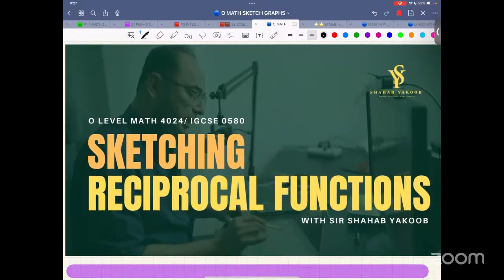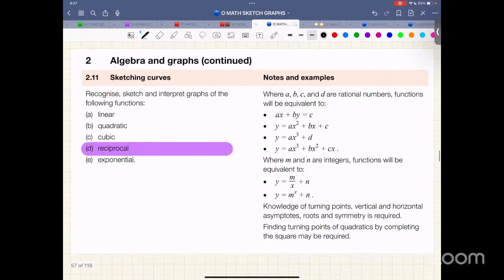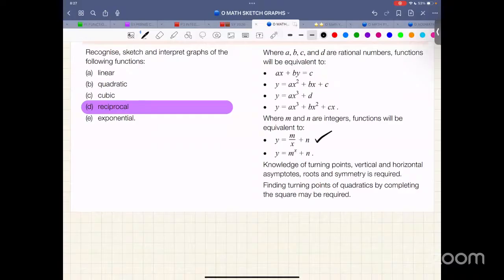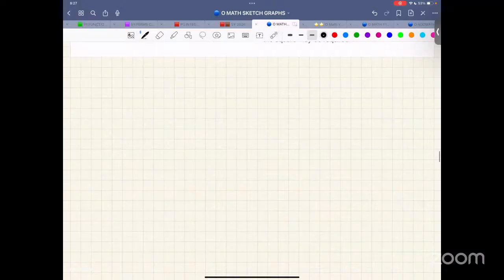So reciprocal functions, should I do it today or let's do it tomorrow along with exponential? I think let me just do it a bit. So reciprocal function is of this form. And let me first write it down. Y is equal to 1 over x. This is the inverse proportionality function.